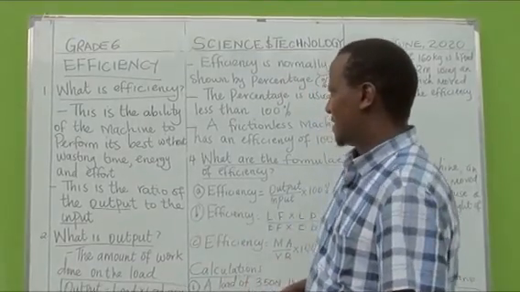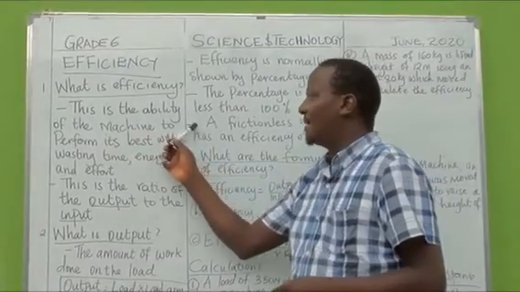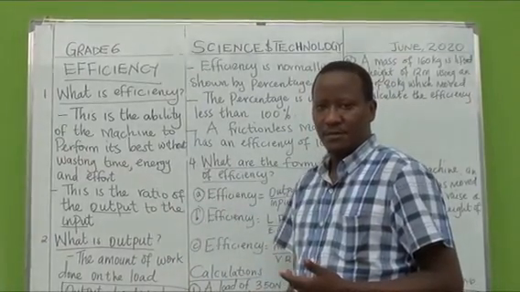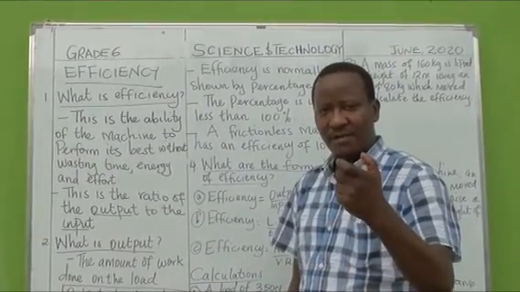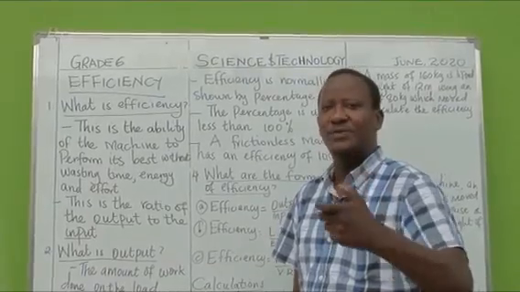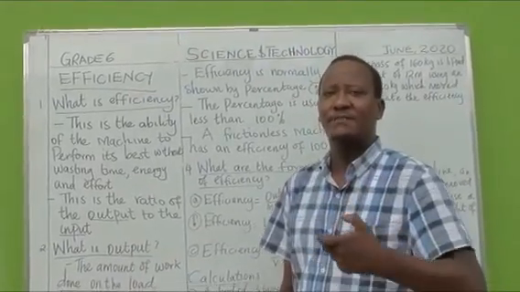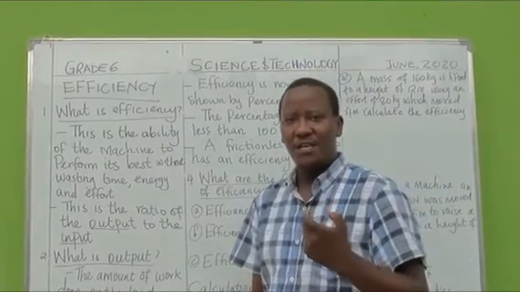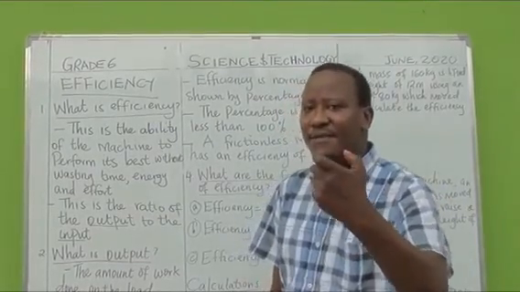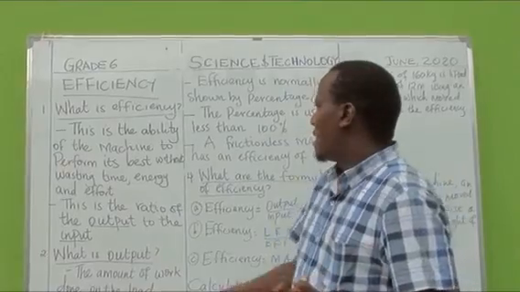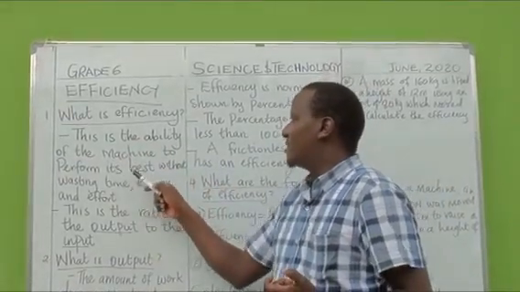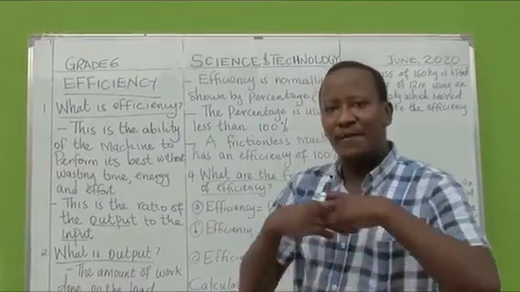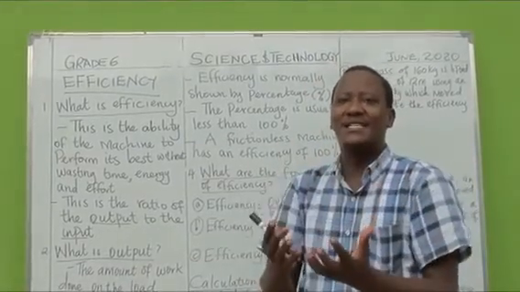What is efficiency? Efficiency is the ability of the machine to perform its best. The ability of the what? The machine to perform its best. When we say something performs its best, it means it makes work easier. Remember, what is a machine? A machine is any device that simplifies work. So, the ability of the machine to perform its best is called what? Efficiency.